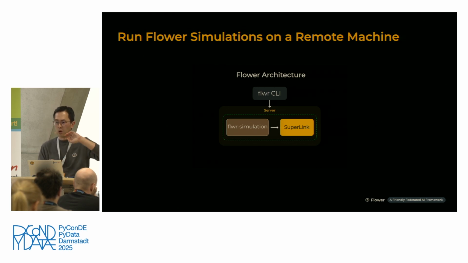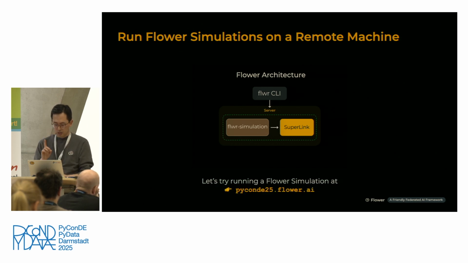That way you don't have to worry about what the dependencies are on your local system. You can have someone host this SuperLink for you, and then you just point the address to that SuperLink and run that. For this case, there is a Flower simulation that you can run at pycon-de25.flower.ai. It is not a website to navigate, but it's the URL of the address of the server that we host right now for the SuperLink. So I'll show you how that works.